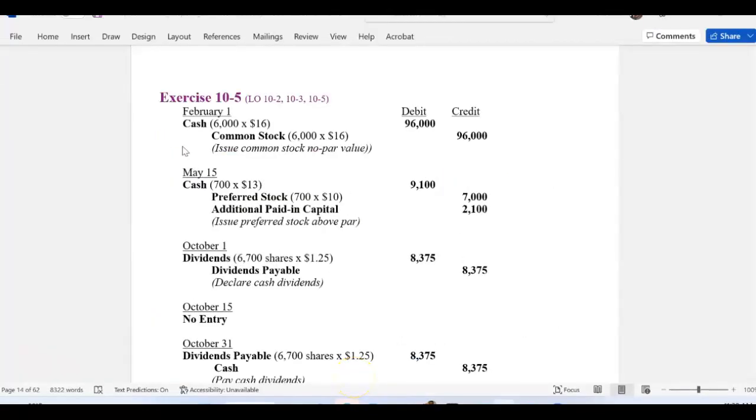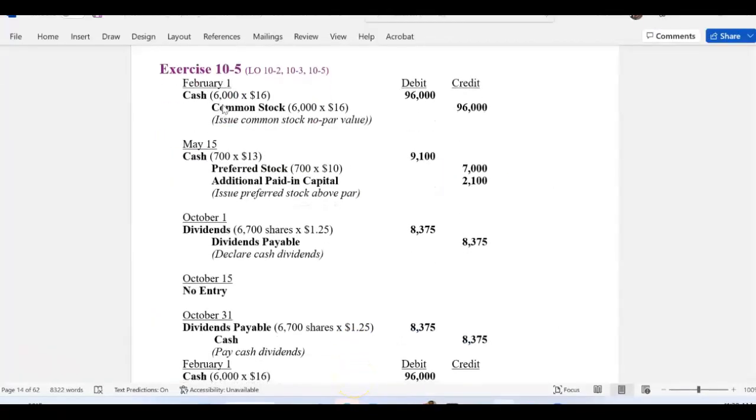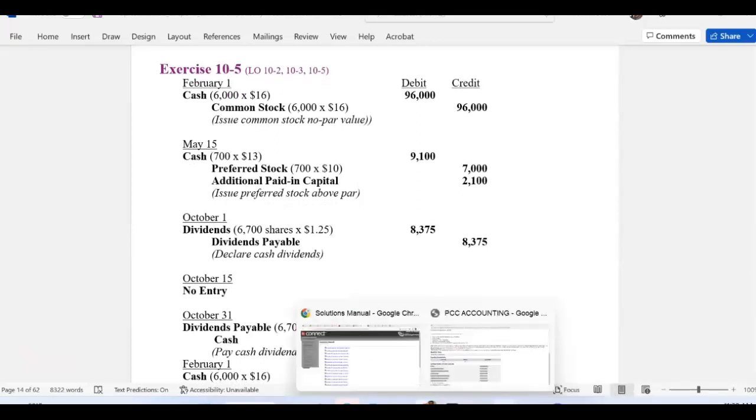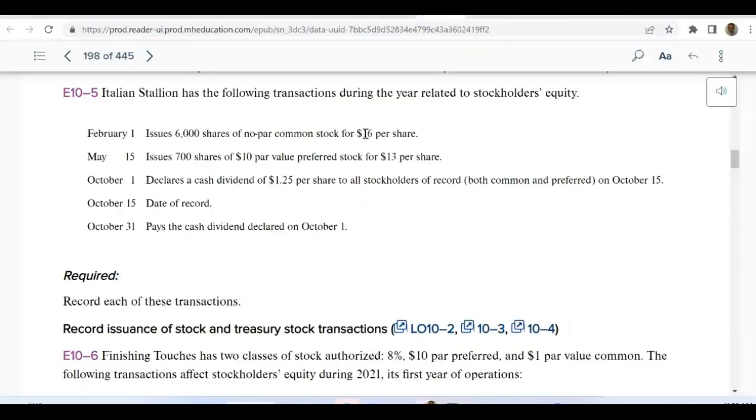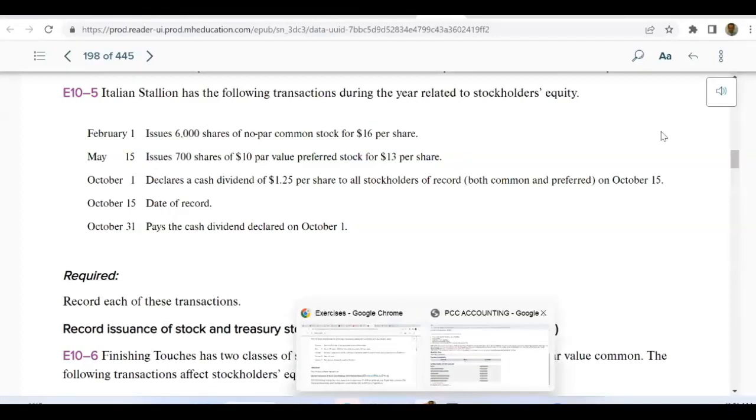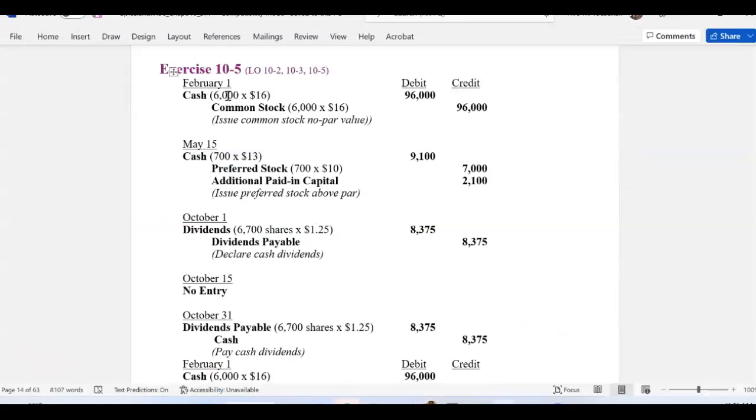In exercise 5, the first thing is issuing 6,000 shares of no par common stock at $16 per share. So 6,000 shares times $16, that's $96,000. And because it's no par, every dollar that they raise goes in the common stock, no problem. So that's a very easy journal entry.